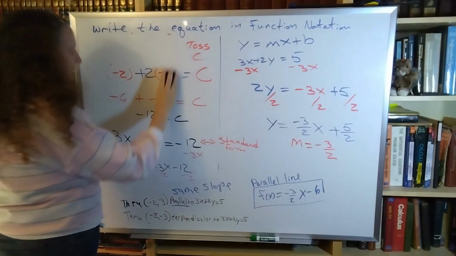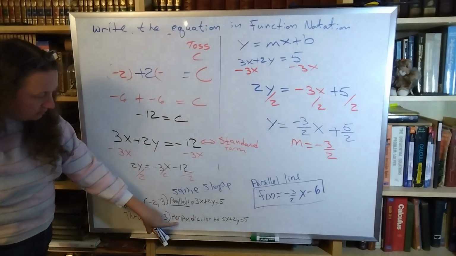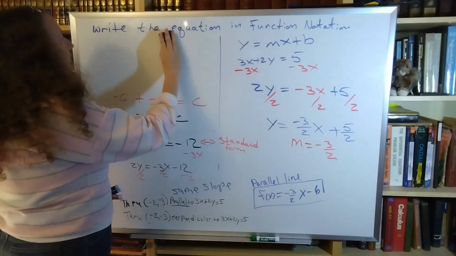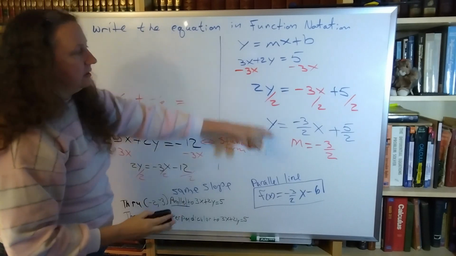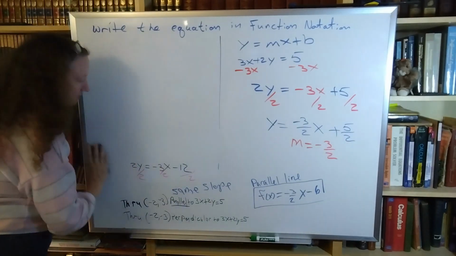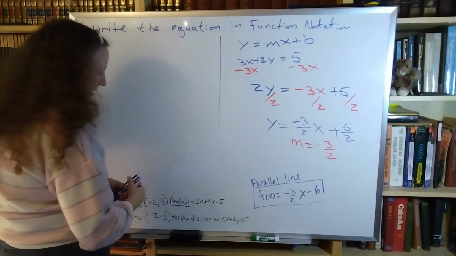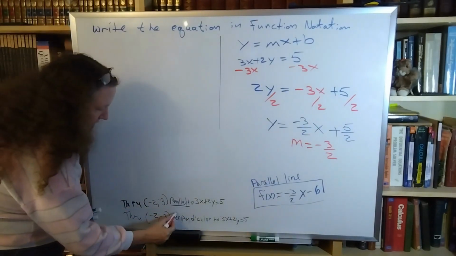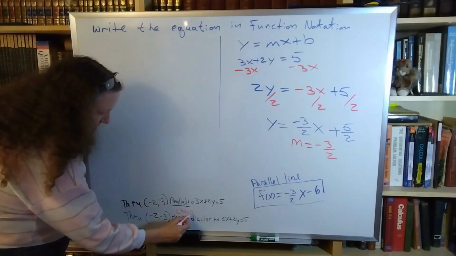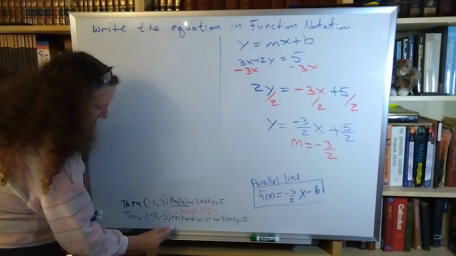Now, the second question down here is saying through negative 2 comma negative 3 and perpendicular to that line. So I would have to do all of this same work over here for my perpendicular as I did for the parallel. Difference is I'm going to flip and change my sign, and flip the fraction.